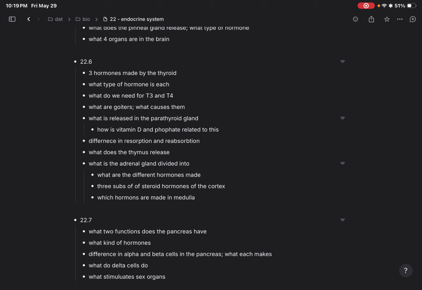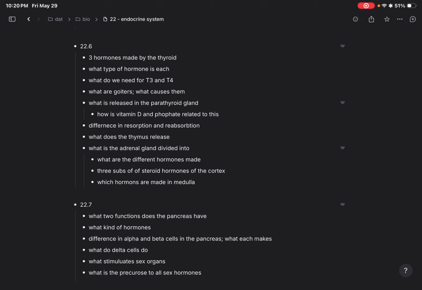So what is released by the parathyroid gland? Well, you won't believe it, it's called parathyroid hormone, released from the parathyroid gland. So what does it do? Parathyroid hormone is the opposite of calcitonin. So calcitonin brings calcium down, and this will bring calcium up through calcium absorption and resorption. Bro, resorption and reabsorption, there has to be a different word. But anyways, the parathyroid gland does the opposite of calcitonin, so it increases calcium in the blood.